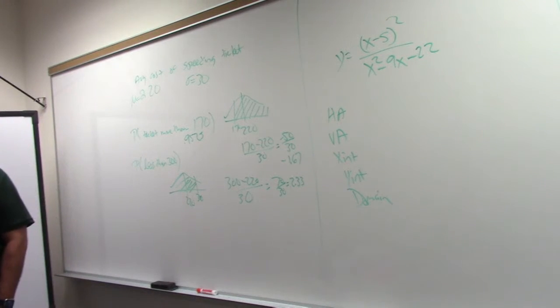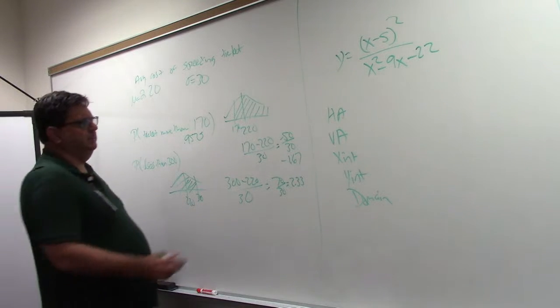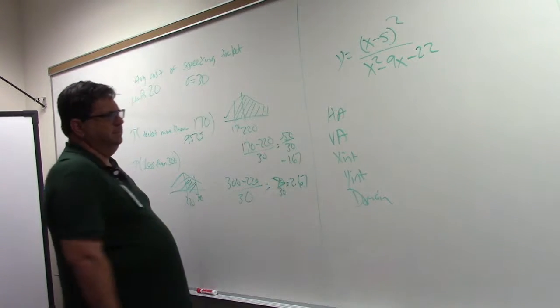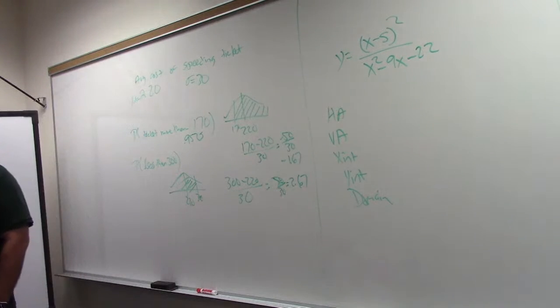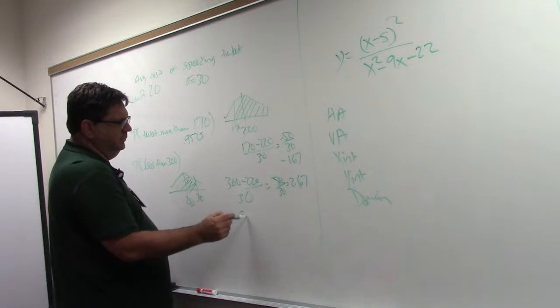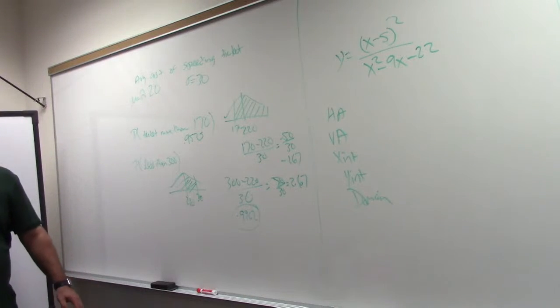What do you get? Wait, wouldn't it be 80 divided by 30? 300. Yeah, that's 80. Oh, my bad. So then it's 2.67. Yep. Look up 2.67. What do you get? 0.9962. Yeah. Perfect. Questions on that?